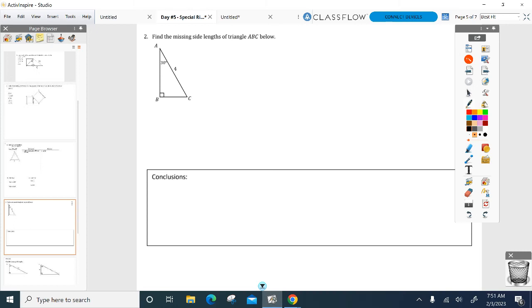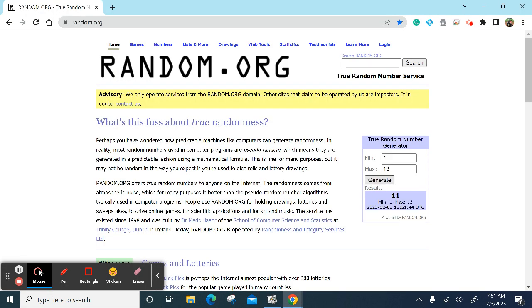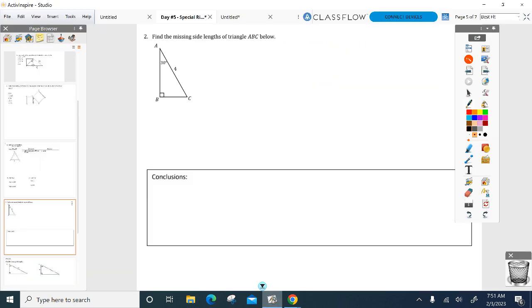Today we talked about a 45, 45, 90. What's the missing angle here? Missing angle up there, angle C. My missing angle here, 11. What's my missing angle? Angle C.